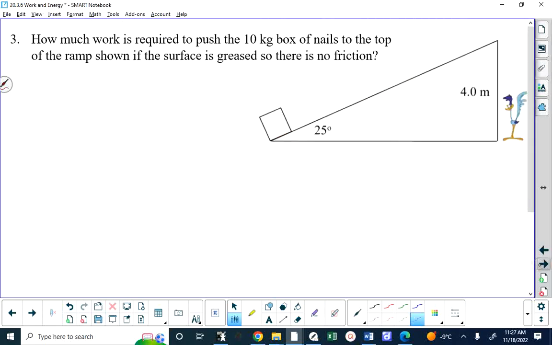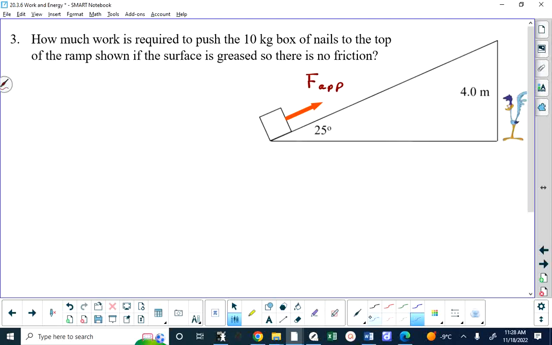All right, let's take a look at number 3. What's he up to now? How much work is required to push this 10-kilogram box of nails to the top of the ramp if the ramp is greased so there's no friction? First of all, if it's greased, you couldn't walk along the ramp, right? So maybe it's being pushed up by pushing with a pole. What we need to do here is find out what applied force is needed to move the box to the top of the ramp.